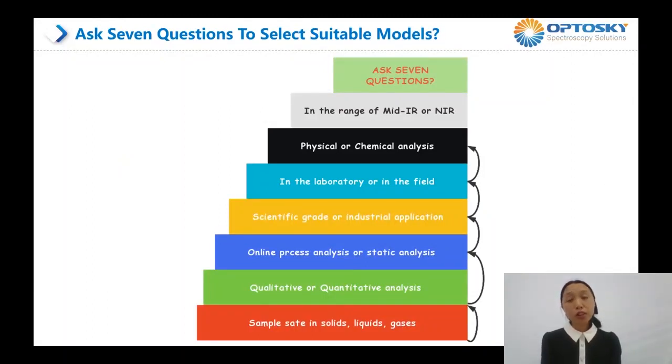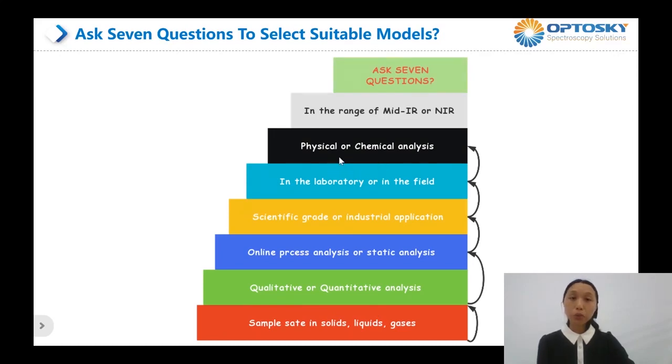After we have introduced so many models to you, whether mid-IR or NIR, you may say that you don't know how to select a model. So on this page, we want to summarize how to make a suitable model selection. Ask seven questions. Firstly, is it in the range of mid IR or near IR? We have the mid IR model ATP A900 and the NIR IR1000 series. Then ask if the sample is solid, liquid, or gas, and you can choose the ATR diamond, liquid sample cells, or gas cells to find suitable models.